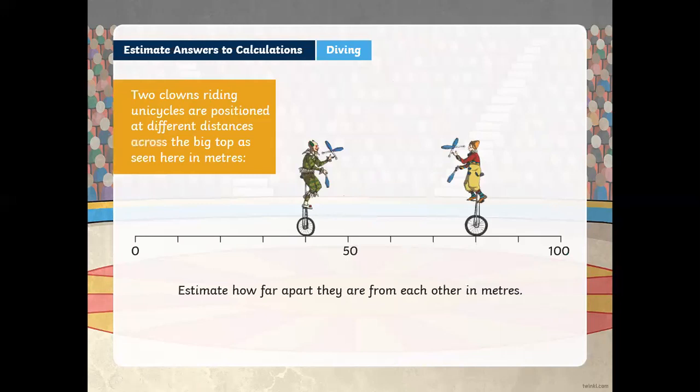Estimate the answer to the calculation by dividing. Two clowns riding unicycles are positioned at different distances across the big top, as seen here in meters. Estimate how far apart they are from each other in meters. How many meters are they from each other?